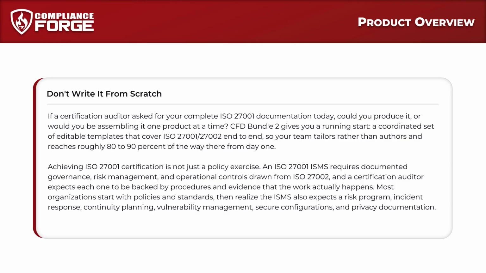Achieving certification is not just a policy exercise. An ISMS requires documented governance, risk management, and operational controls drawn from ISO 27002. And a certification auditor expects each one to be backed by procedures and evidence that the work actually happens. Most organizations start with policies and standards, then realize the ISMS also expects a risk program, incident response, continuity planning, vulnerability management, secure configurations, and privacy documentation.